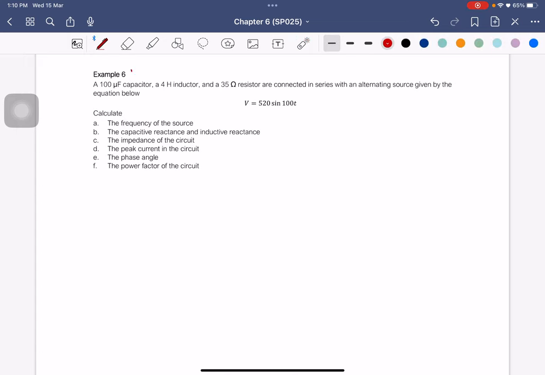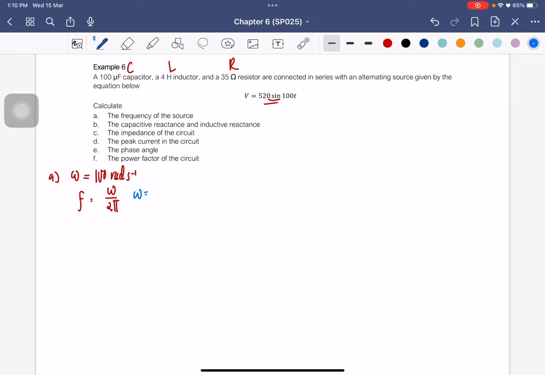Okay, so let's look at example number 6. So we have this as capacitor, this is inductor, this is resistor. Okay, so this is the equation given. We have to calculate the frequency. So the frequency of the source, we can use omega. So this is 100 pi radian per second. So F is equal to omega over 2 pi. Harap kamu tidak confuse dari mana lagi ni equation, tapi dia dari sini. Okay, so from here it's gonna be 100 pi divided by 2 pi, which gives you 50 hertz.